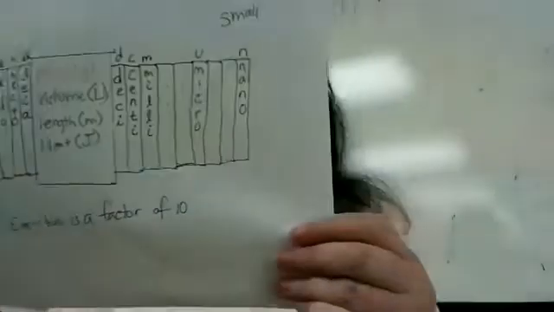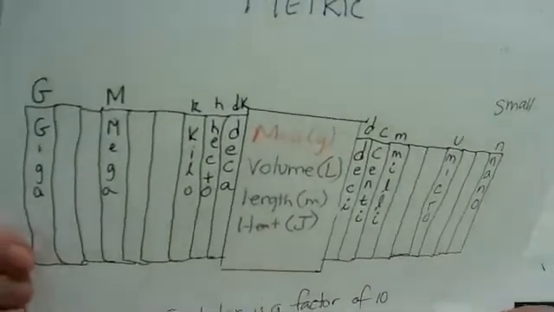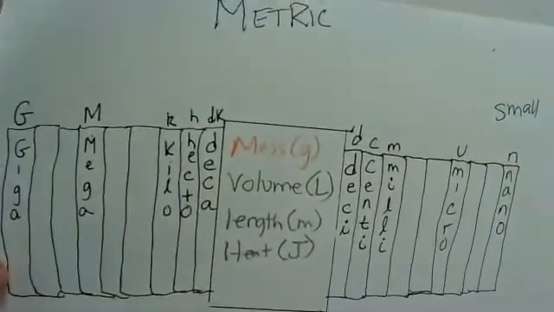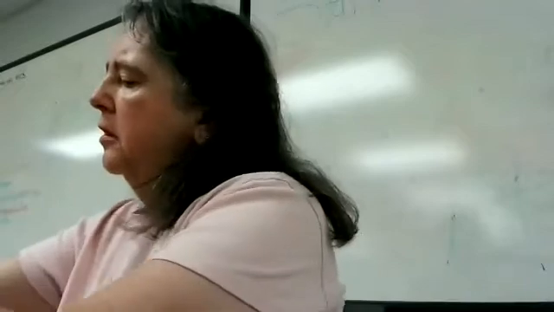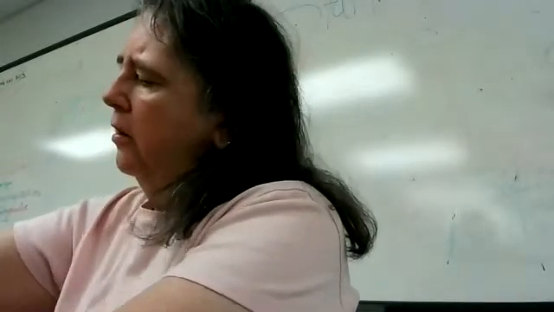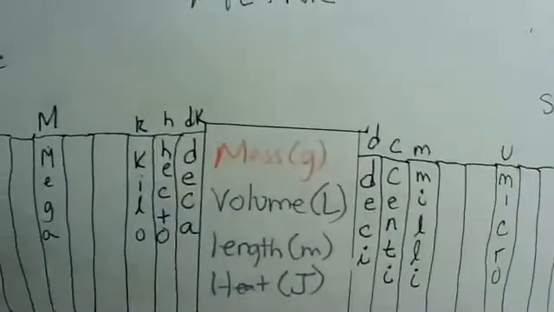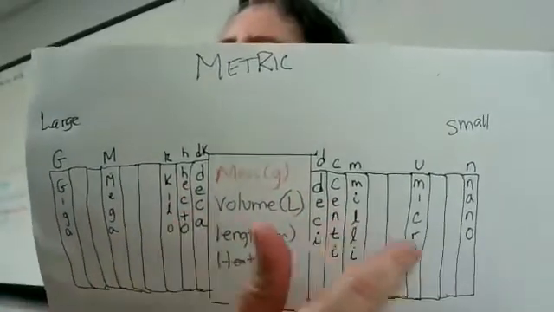Okay, today we're going to learn about the metric system. You're going to need to copy this. In the center is one big box. On either side are 9 little boxes. We're going to go to the little side first. So we're going to go to the right side first.